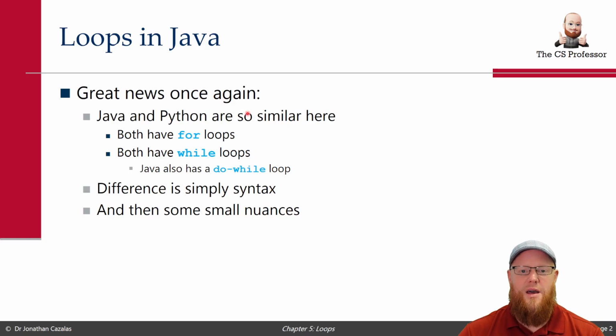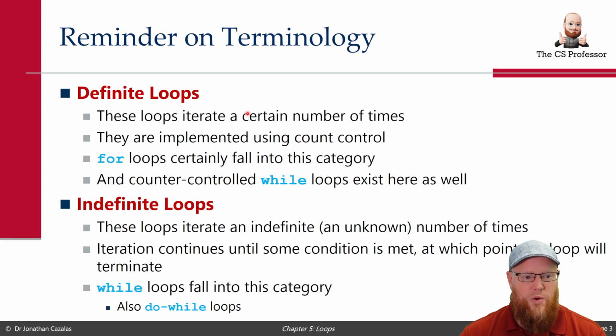Both Java and Python have for loops. Both have while loops. Java gives us a do while loop, which can be sort of helpful. It can be cool when you see its value and see its purpose. The difference is simply the syntax and other small nuances.